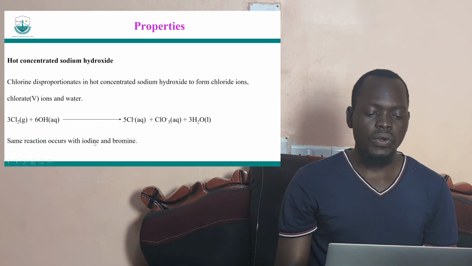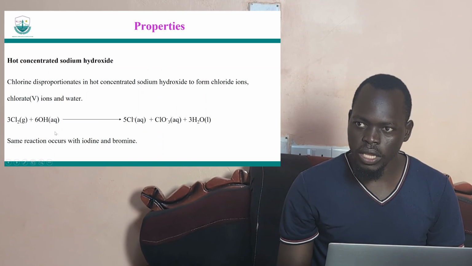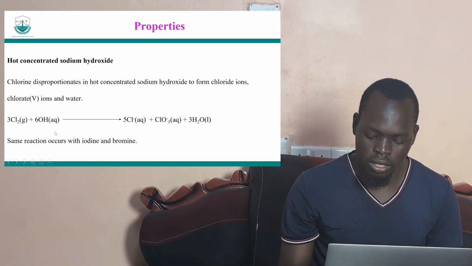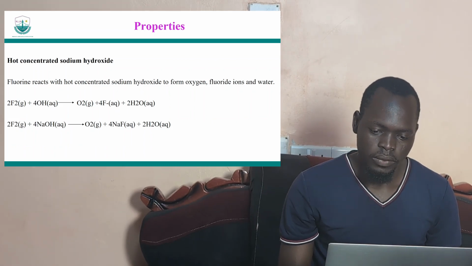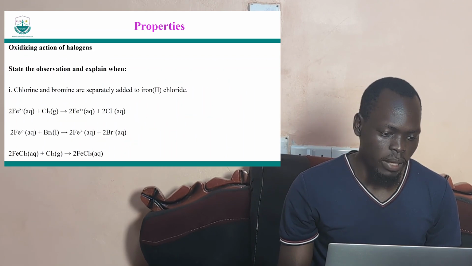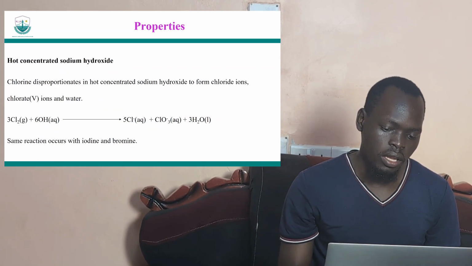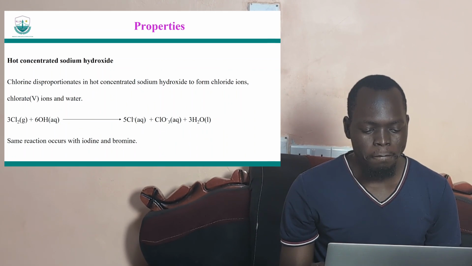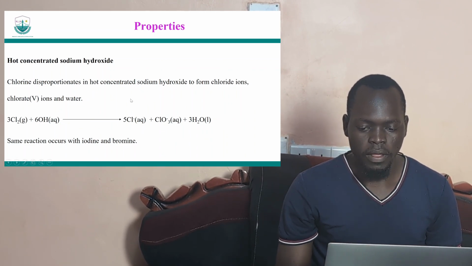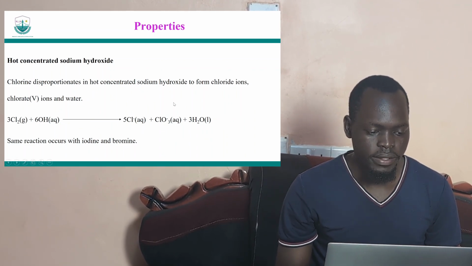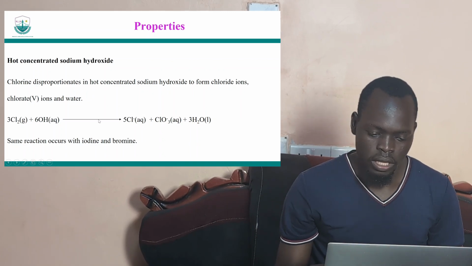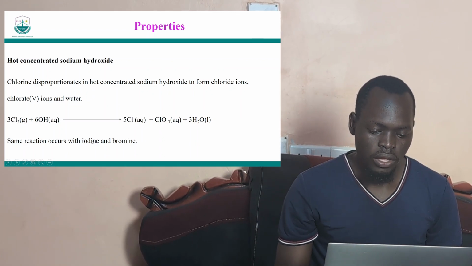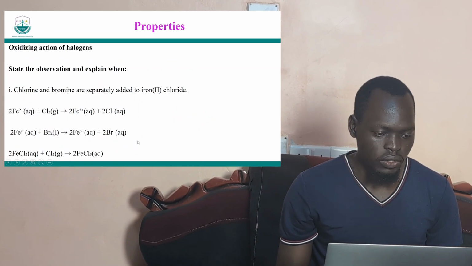The same reaction occurs for iodine and bromine. So what's unique in the reaction with sodium hydroxide here is only the chlorine that forms chloride ions and water with oxygen. But the rest of the halogens form their halide ions and halate(V) ions in water, which is the case in iodine and bromine plus chlorine.